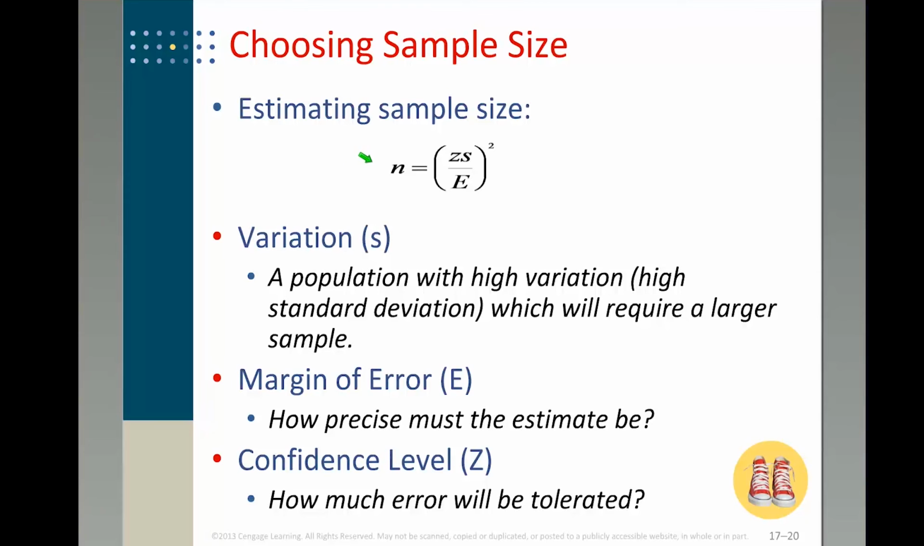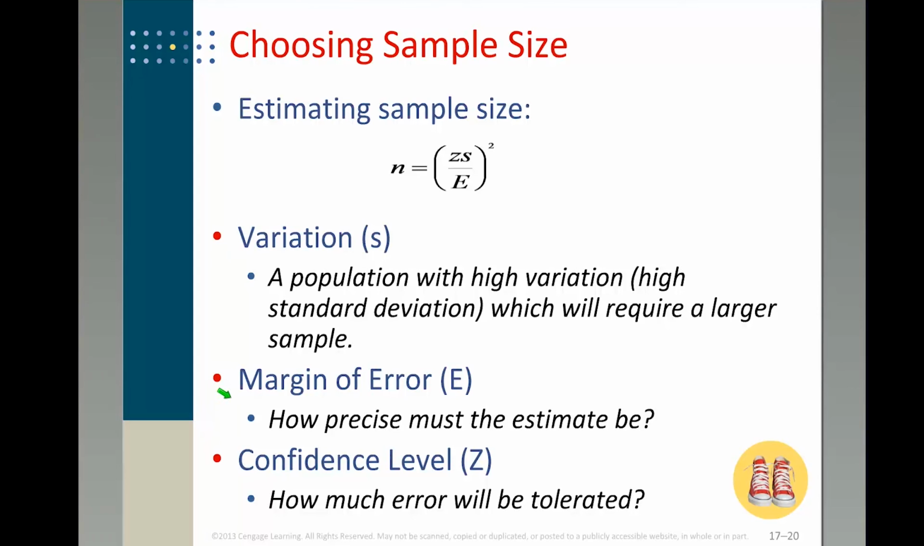Now here, the z, of course, is the scale we were talking about, and that depends on the confidence level, okay? The basic means how much error we are able to tolerate. S stands for the standard deviation, and this could come from the population if we have past knowledge about the standard deviation. We use that. If we don't, we usually conduct a pilot study to find out the standard deviation.